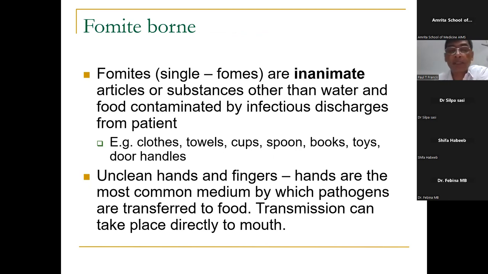Then you have diseases that are borne by fomites. Fomites are inanimate articles or substances other than water and food contaminated by infectious discharges from the patient, like clothes, towels, cup, spoon, you name it. These days it can be mobile phones or laptops or whatever it is. So these are the substances on which the door handles, all of them can act as fomites.